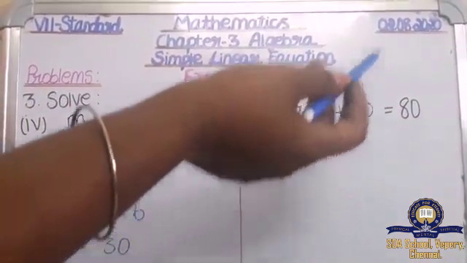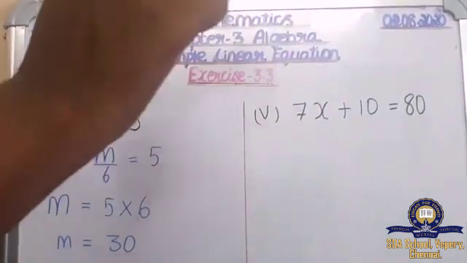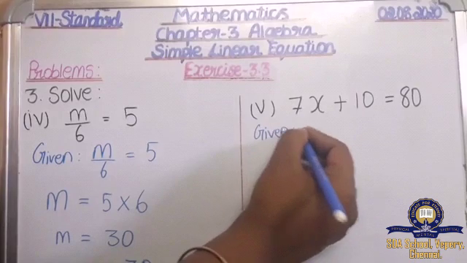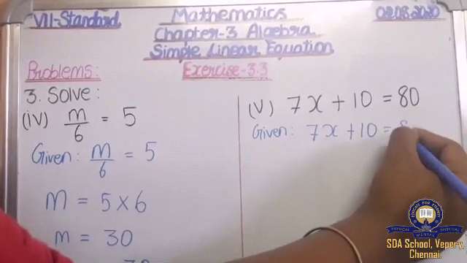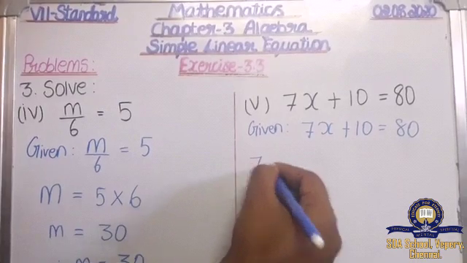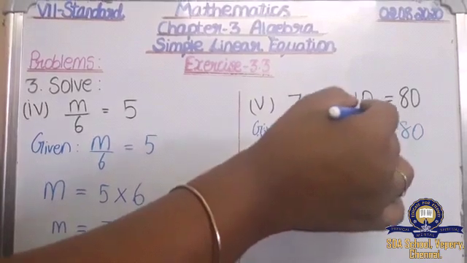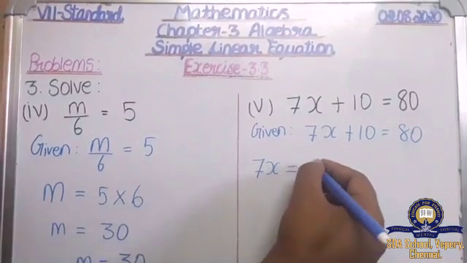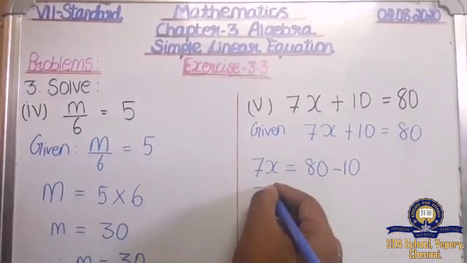Here 7x plus 10 is equal to 80. Here we need to find the unknown variable x. Before that we need to find what is 7x. So what is given? 7x plus 10 is equal to 80. So 7x is equal to 80, and plus 10 goes to the other side, it will become minus 10.